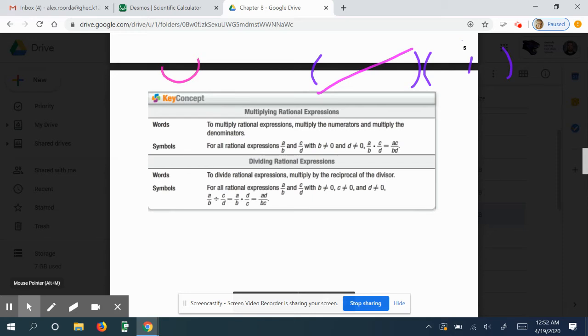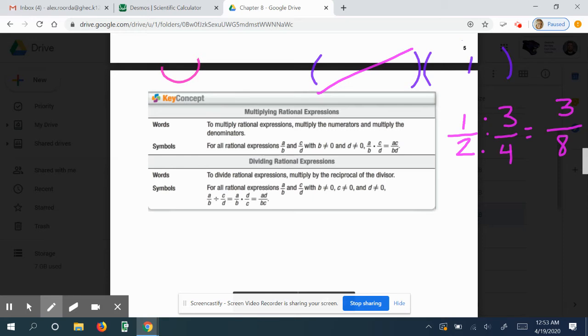All right, so now multiplying rational expressions. What we're going to be doing is remembering how to multiply fractions. Remember, they use a and b, but I'll use an example. So 1/2 times 3/4. How do I multiply fractions? Well, what I do is I multiply the tops. 1 times 3 is 3 on top, and 2 times 4 is 8 on the bottom. I just multiply top by top and bottom by bottom.